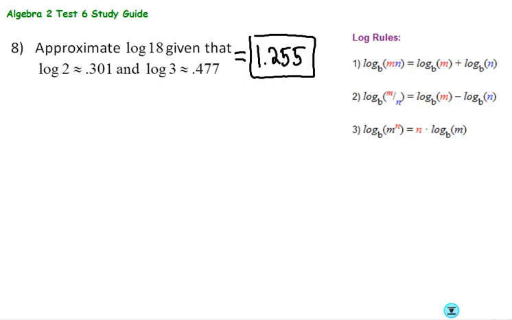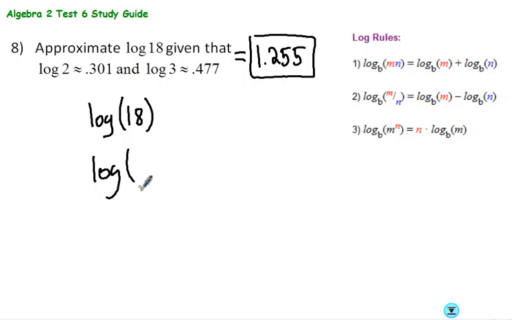Again, that answer was 1.255. So they throw log 18 at me, and I'm trying to figure out how I can rewrite log 18 using only 2's and 3's. It wouldn't always be 2's and 3's. It might be other numbers, right? So you just have to go with what they give you.